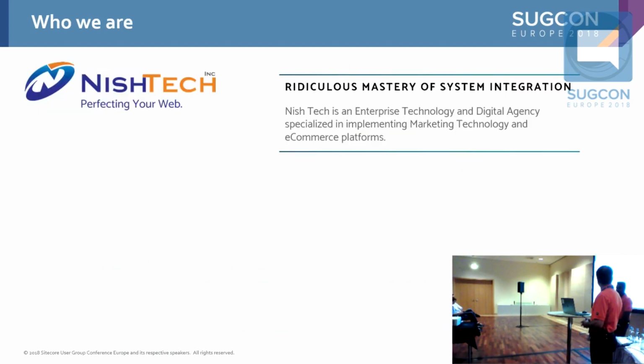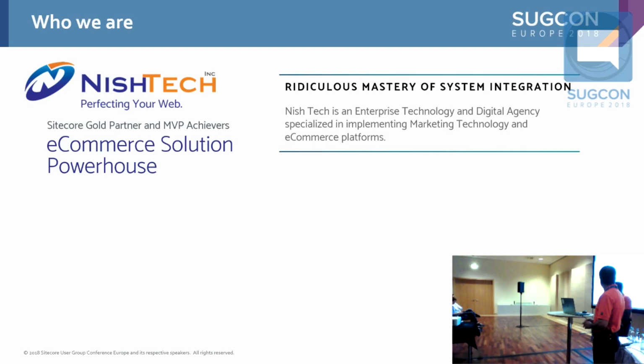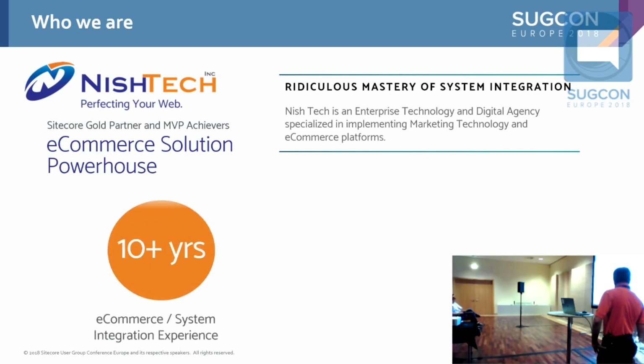Thanks. A little background about Nishtec. Nishtec, a Sitecore Gold implementation partner, is an enterprise technology and digital agency. We specialize in implementing marketing technology and e-commerce platforms. We are based in Cincinnati, Ohio, in the United States. We are system integrators with over 10 years of experience implementing and integrating with several different ERP platforms like Oracle, Dynamics AX, pretty much all the Infor ERPs, JD Edwards, AS400, and Great Plains. We have also been developing Sitecore e-commerce solutions from the beginning.